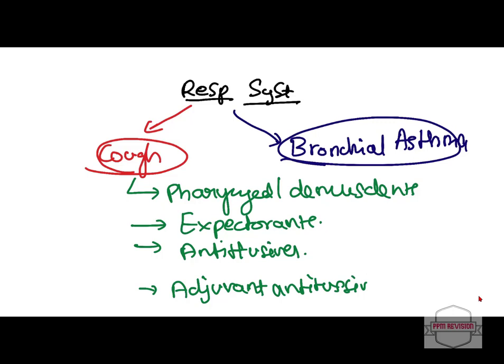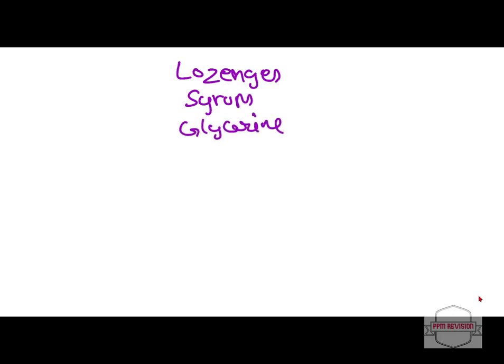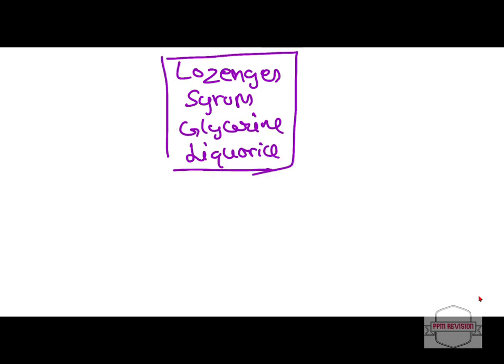So now going to the pharyngeal demulcents. Under pharyngeal demulcents there are lozenges, syrups, glycerine, and licorice. You can write this multiple times and it is going to stick with you.